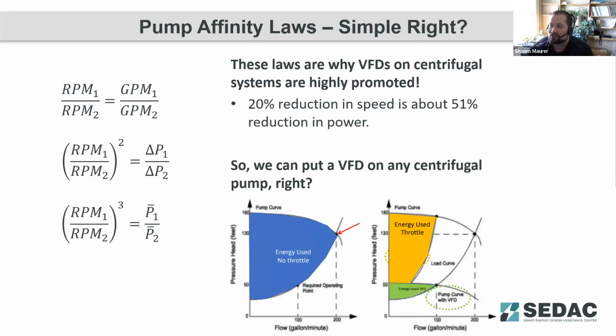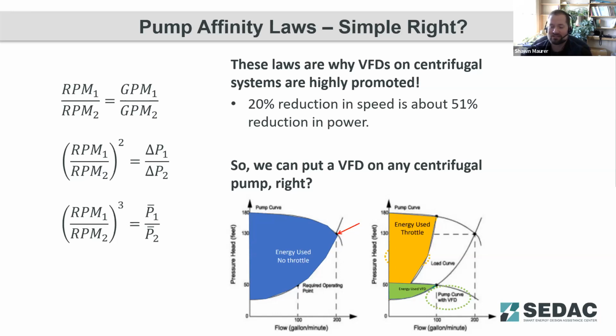So the first thing for VFDs, why are they so popular? The pump affinity laws. For a 20% reduction in speed, you can get about a 50% reduction in power. A 50% reduction in speed is like an 80% reduction in power if you're looking at just the pump affinity laws. So why doesn't every single pump that we have get a VFD on it?